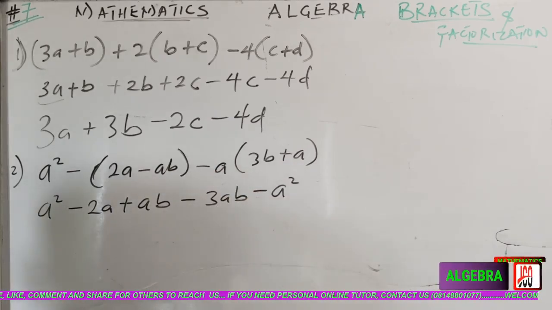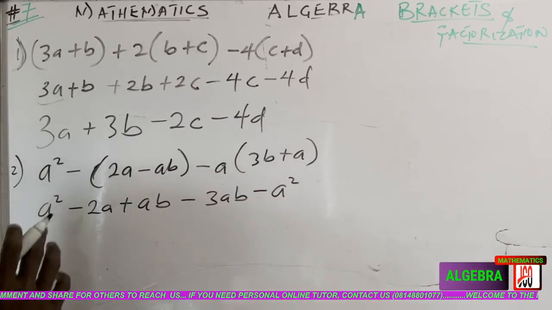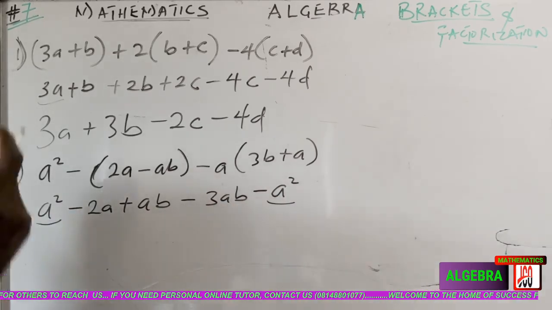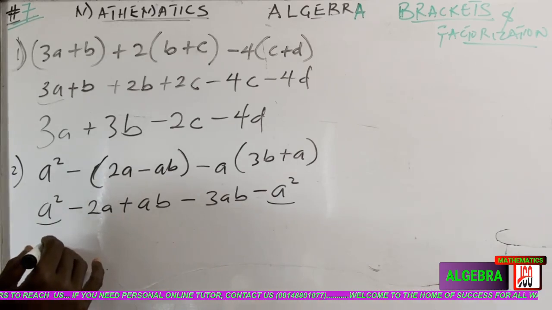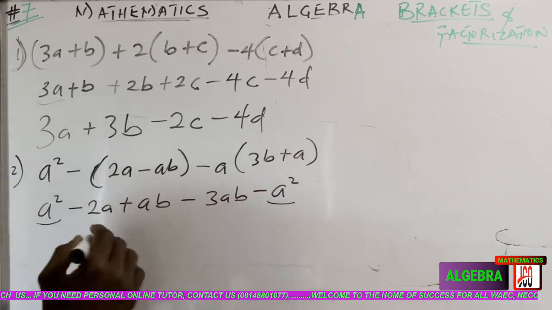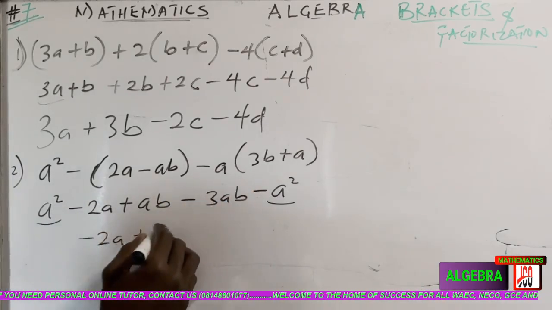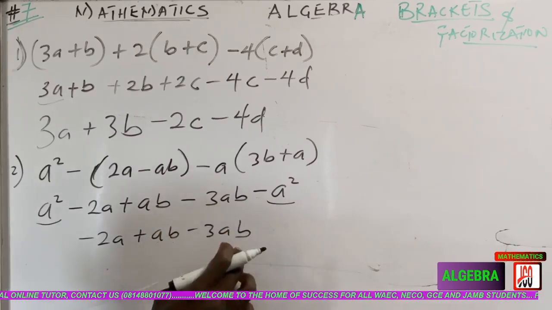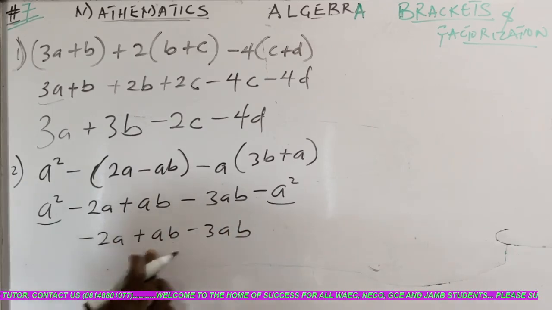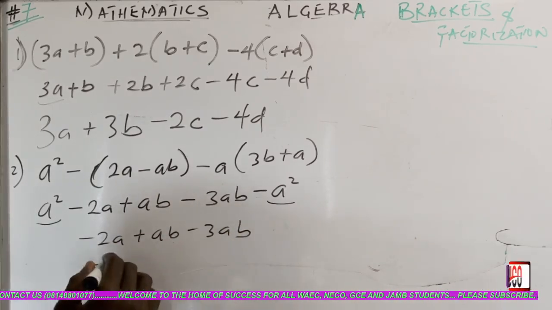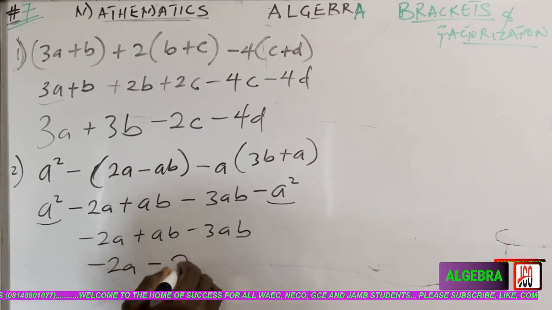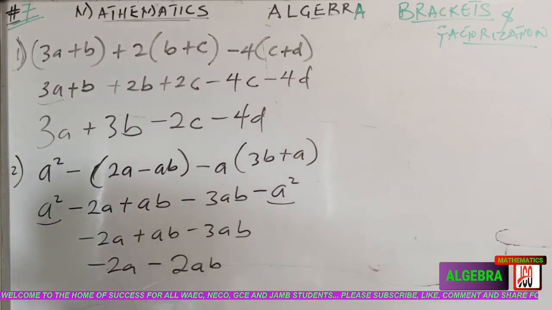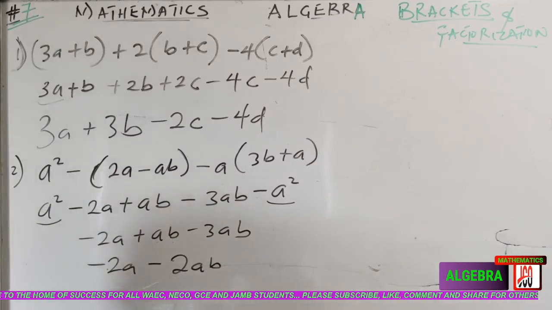Look closely, are they like terms? Yes, they are. A square minus a square is gone, because you subtract it. So I have minus 2a plus ab minus 3ab. Only these two are like terms. This is 1 of the ab minus 3 of the ab, and that will give me minus 2 of the ab, because 1 minus 3 gives you minus 2.